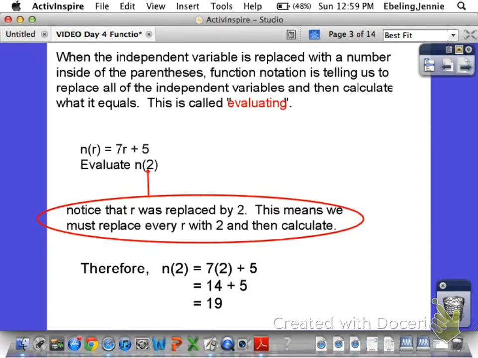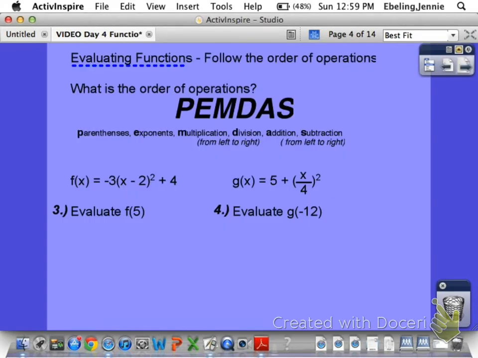Okay, let's go on to how we're going to be looking at evaluating these functions here. To evaluate functions, we want to follow the order of operations. One way to help us remember the order of operations is something called PEMDAS. PEMDAS is the order of operation. All it is is a mnemonic device to help us remember the order of which we need to perform the math. Parentheses, stuff in parentheses has to go first, then exponents, then multiplication and division from left to right, and then addition and subtraction from left to right.